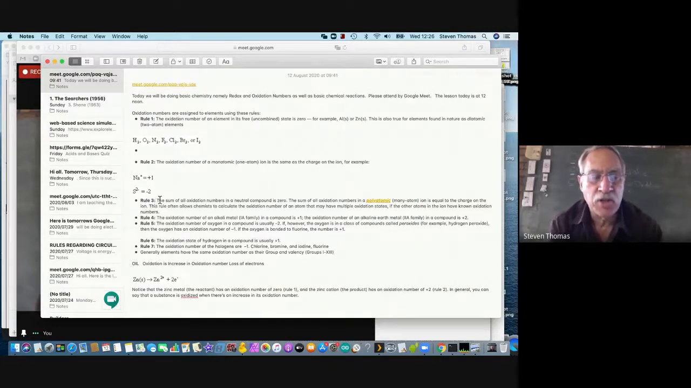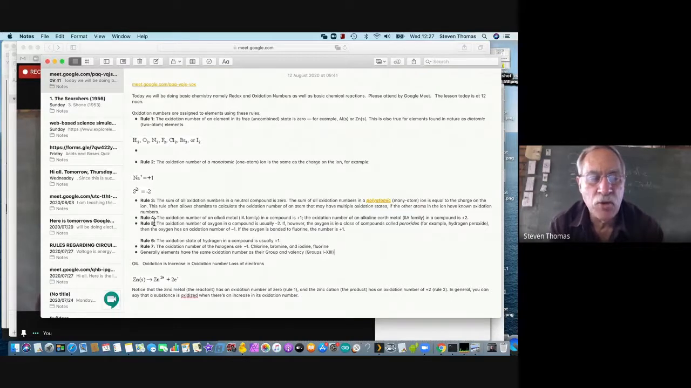Rule number 3, the sum of all oxidation numbers in a neutral compound is 0. The sum of all oxidation numbers in a polyatomic, many-atom ion is equal to the charge on the ion. This rule often allows chemists to calculate the oxidation number of an atom that may have multiple oxidation states. Unfortunately I can't write on this, but if you get something like SO4 2-, then the 2- will tell you the oxidation number is -2. So it's the same rule as for these ions, but it could be a polyatomic ion.